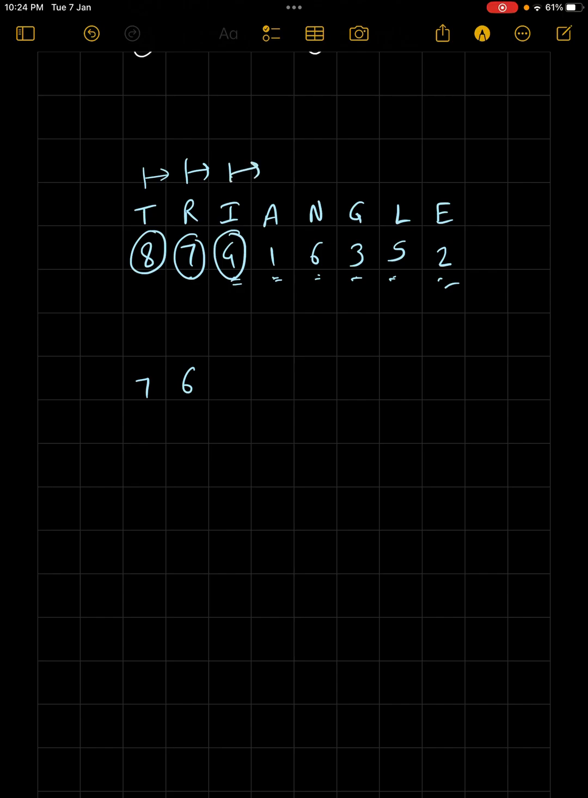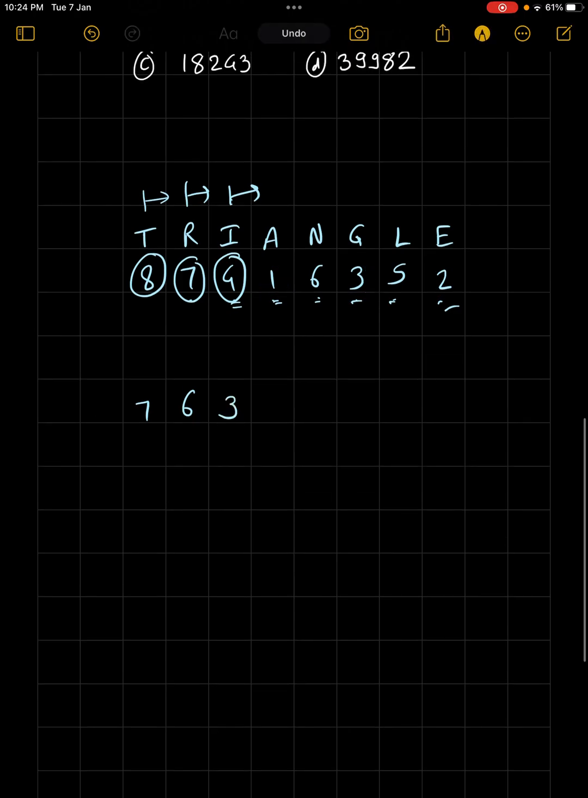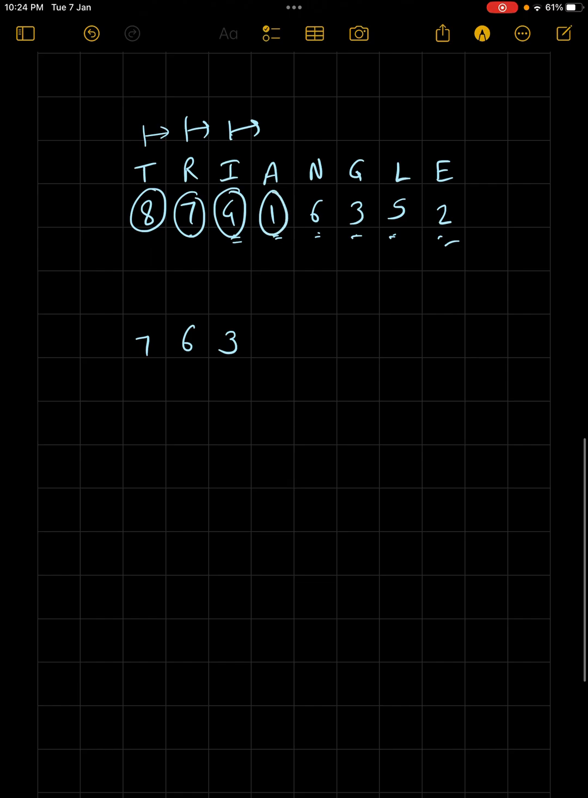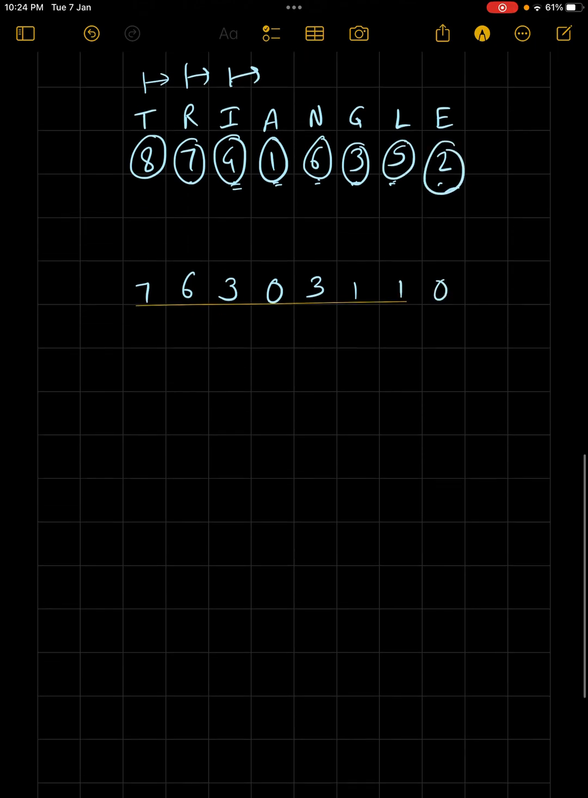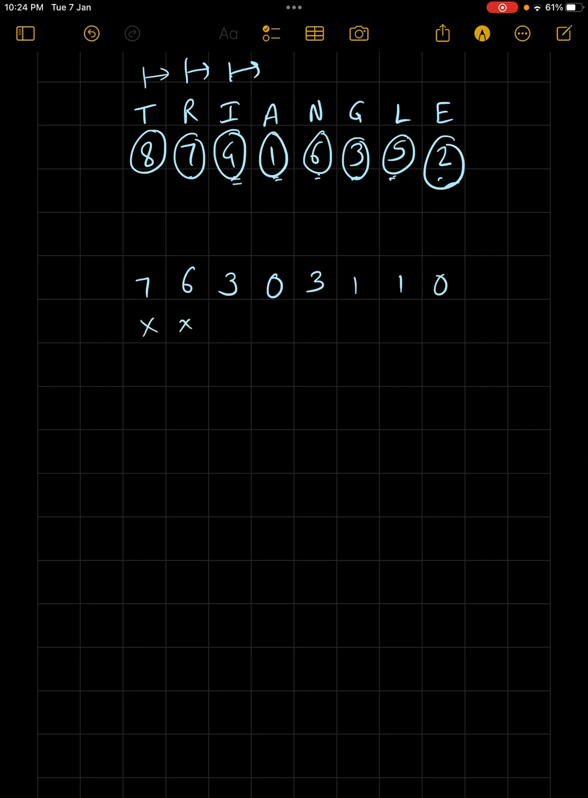Then how many letters to the right of I have a number less than 4? So only 3. This 1, 3 and 2. Right? So I'll just write 3. How many letters to the right of A have a number less than 1? 0. Then less than 6 will be 3, 5, 2, all 3. Less than 3 is only the last one. So 1. Less than 5, again only 2. There is nothing to the right of 2. So 0.